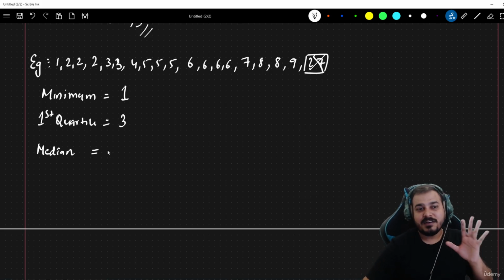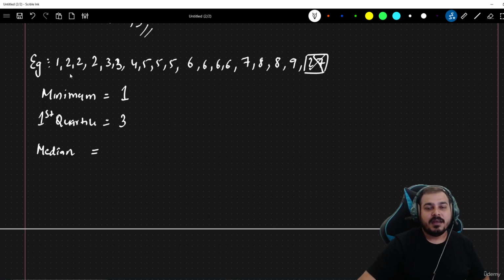We are discussing the 5 number summary. Over here for the median, if I go and count 1, 2, 3, 4, 5, 6, 7, 8, 9, 10, 11, 12, 13, 14, 15, 16, 17, 18, I am going to take the central elements 5 and 5. If I consider the average of these, it is going to become 5. Okay, this we have already learned.